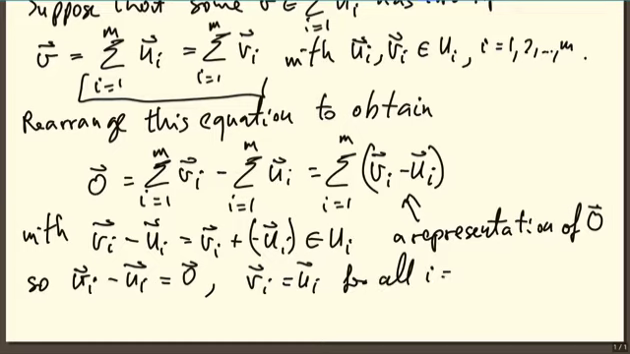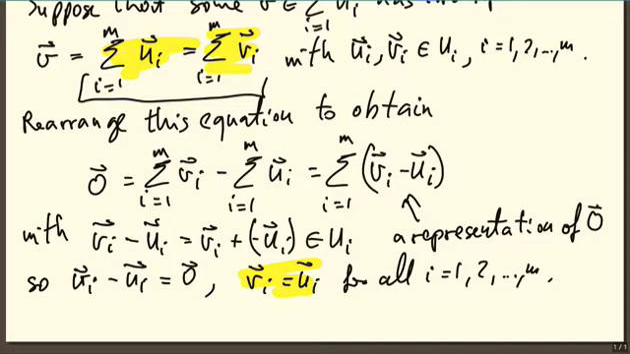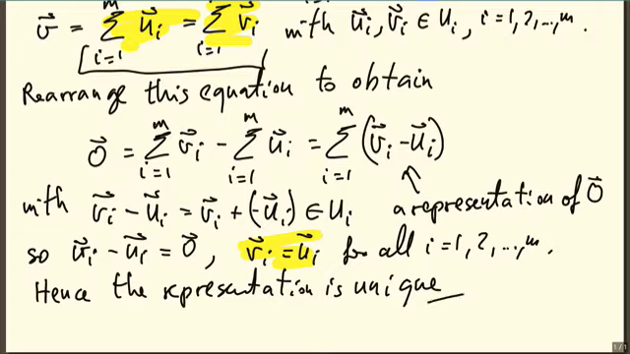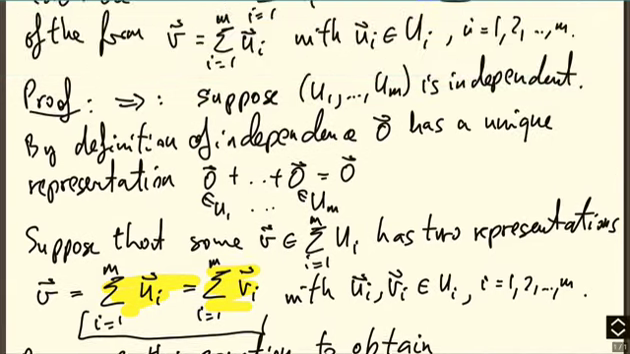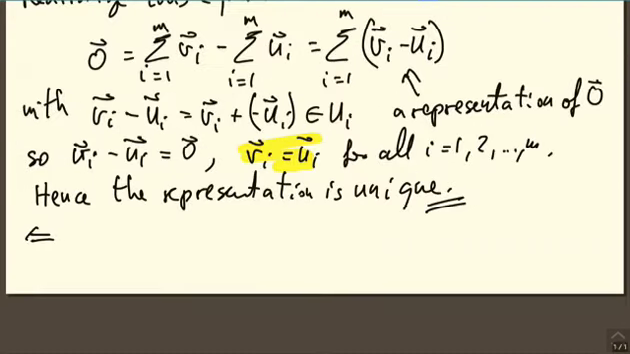for all i. So we started with two possible representations, a sum of ui vectors and a sum of vi vectors, and then it turned out that these are really not two different ones, because all these vectors are the same, which exactly means that the representation is unique. That was the end of one direction, showing that the representation of all vectors is unique if the list is independent. Let's continue now with the other direction.